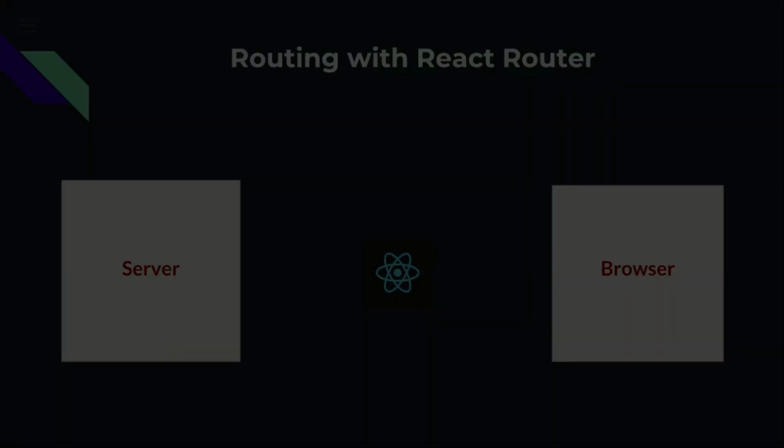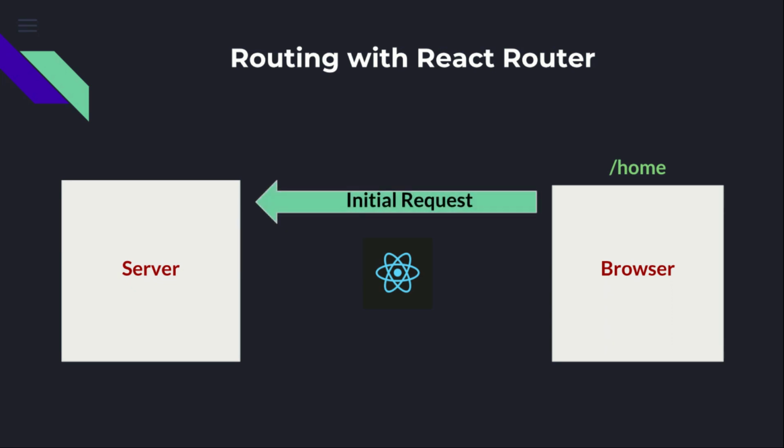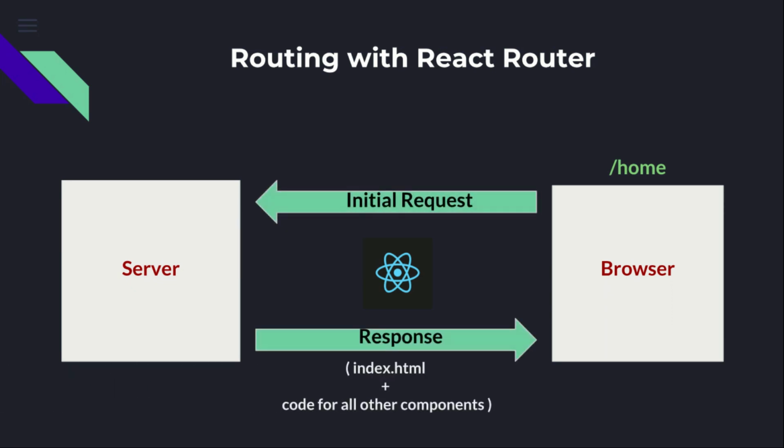Now we will understand how React uses routing. When you load the home page of a website, your browser makes an initial request to the server. The server sends the home page as well as code for the other components, and your browser loads that component inside your view.